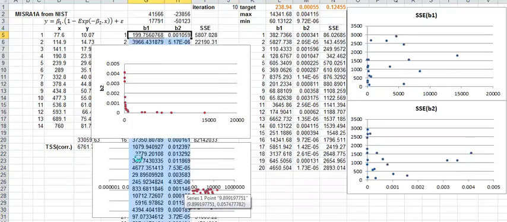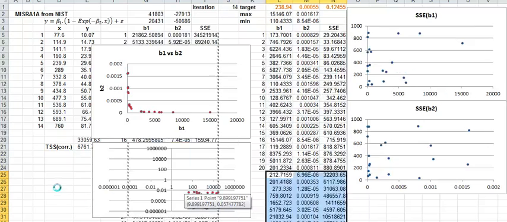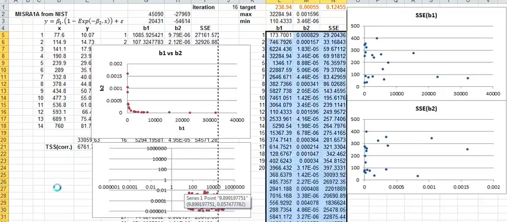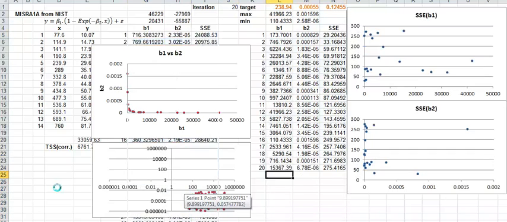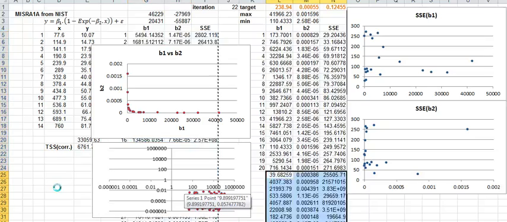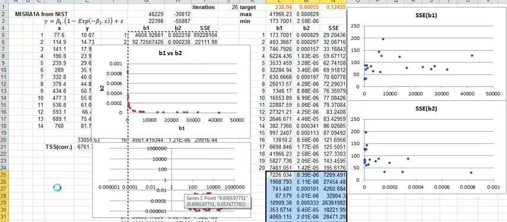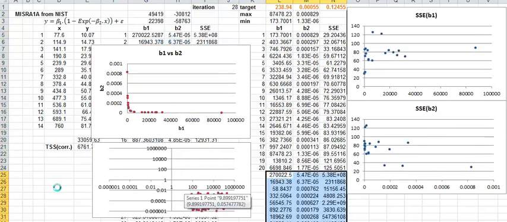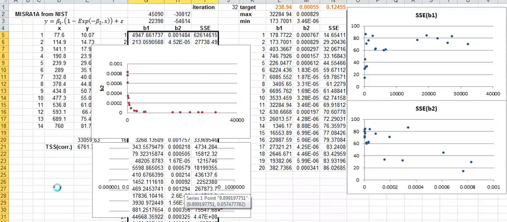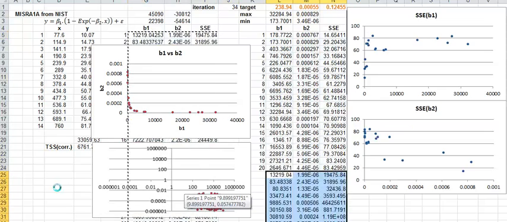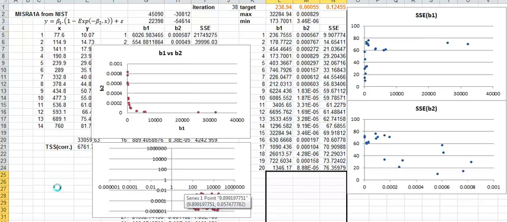What we see with this plot here is that the convergence happens very quickly. Over here we've got the SSE for beta 1 and for beta 2, and what happens as we fall down, these values off to the right tend to be displaced by smaller values on the left. The target: 238.94 and 0.00055.